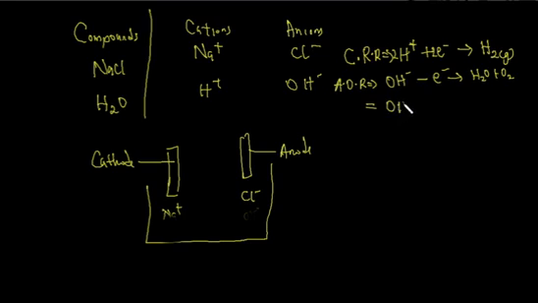Sorry, my pen is acting up. OH minus reacting to give H2O plus O2 plus e minus. If we balance this, this will be 4. So how many electrons will be here? Exactly. So it's going to be 4. Sorry, I hope every other person followed what we just did.